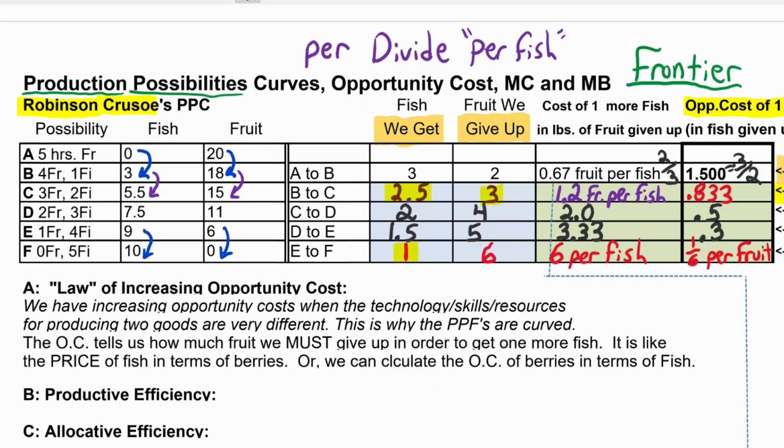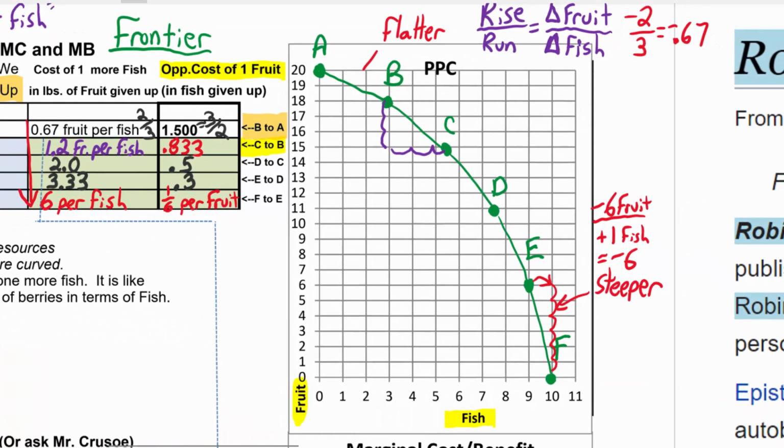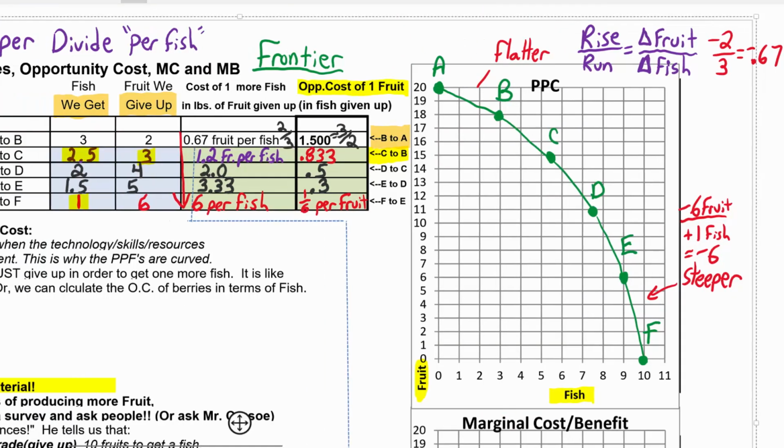Now, all this is going into the idea that we really want to make sure we carefully and deeply understand what's happening in this table and in this graph. We understand that the opportunity cost for each fish is going up, up, up as we go down this table, which is the same thing as saying that the slope of this curve is getting steeper and steeper and steeper as we move along this curve. The slope tells us the opportunity cost. Now, why might this be true?